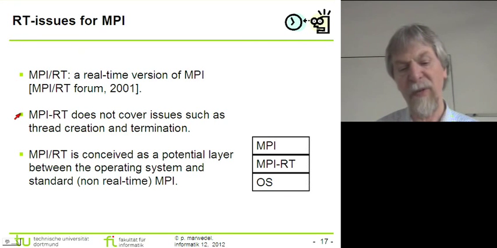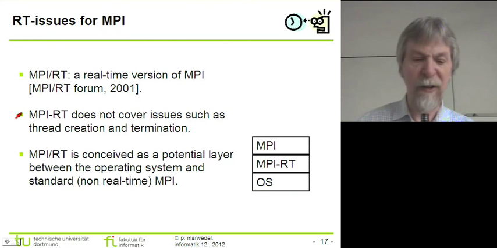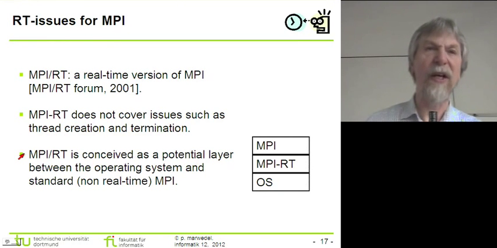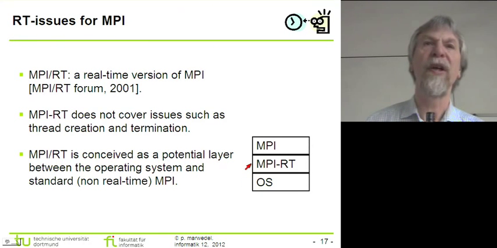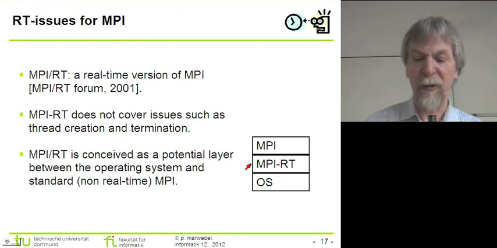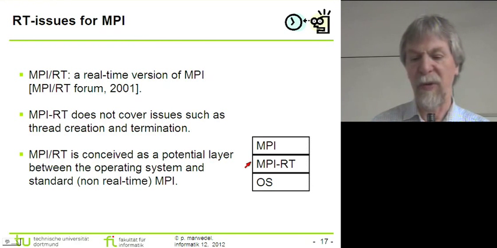MPI/RT, the real-time variant of MPI, however, in contrast to OpenMP, does not cover such issues as thread creation and termination. And the idea is that the real-time variant of MPI sits somewhere between the standard MPI and the operating system, so that if somebody wants to use a service for which timing is extremely important, they could possibly refer to the corresponding service of that layer explicitly.